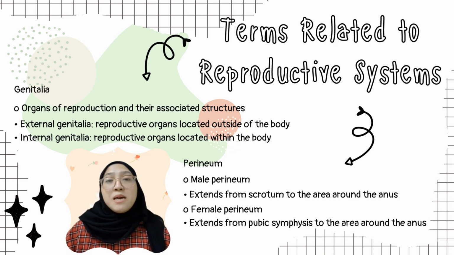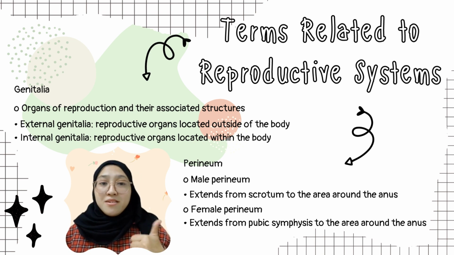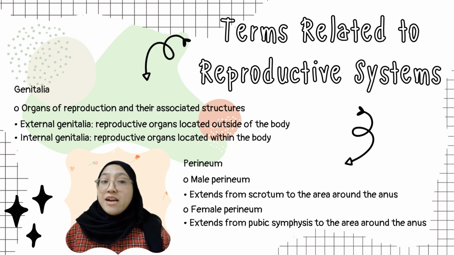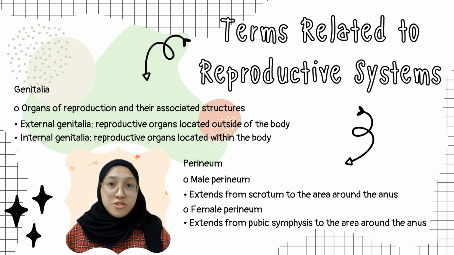And the second term is perineum. There are two types of perineum, which is male and female. Male perineum extends from scrotum to the area around the anus, and female perineum extends from pubic symphysis to the area around the anus.